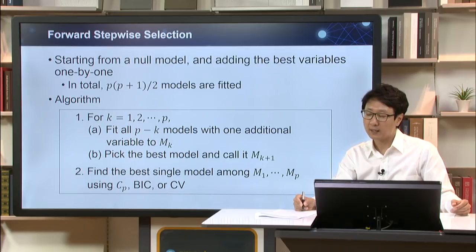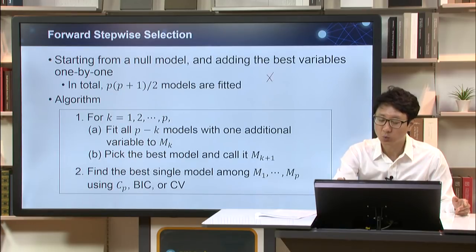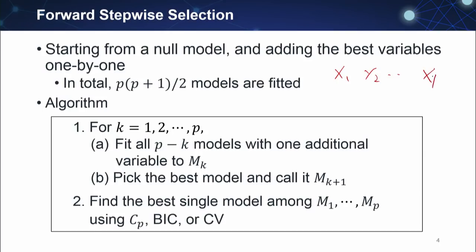Initially, forward stepwise selection fits p models using only one input variable, for each of x1, x2, up to xp. Among these p models, it selects the best model. Let's call that M1. This M1 is the best model when you use only one variable among p variables. Let's consider that the best input variable is, let's say, x3 here. x3 is the one single input variable that makes the best model.